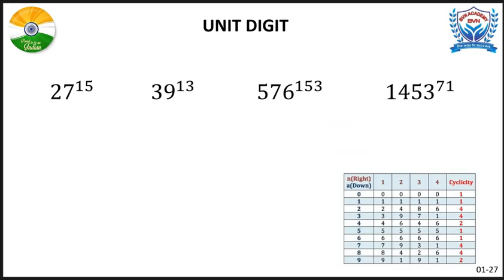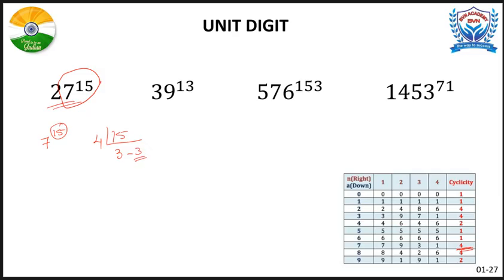Now look at this. Here we are supposed to find out the unit digit for 27 to the power of 15. Whenever we are solving these kinds of problems, you have to consider only the unit digit part of the number. So write that down separately, 7 to the power of 15. Now for 7 to the power of 15, what is the cyclicity for 7? Cyclicity for 7 is 4. Hence, divide this power 15 by 4 and find the remainder. 4 threes are 12, remainder is 3.